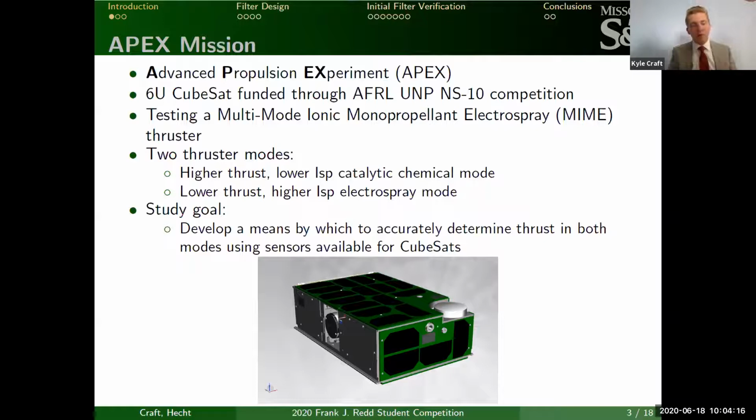And what makes it so versatile is that you can choose between these two propulsive modes with the same propellant and propellant feed system. So you don't have to change systems, but you can change propulsion types. And the goal of this study and the mission overall is to develop a means to accurately determine that thrust using the sensors and assets available for CubeSats.